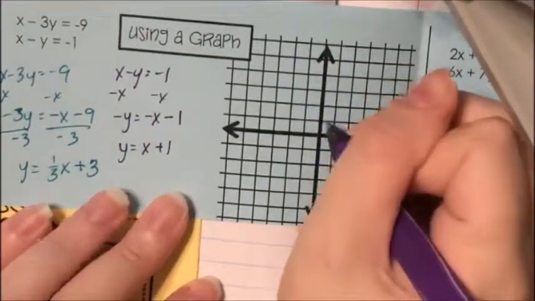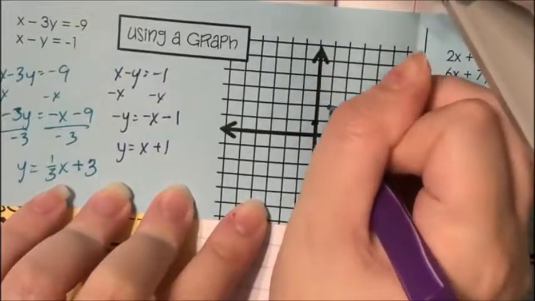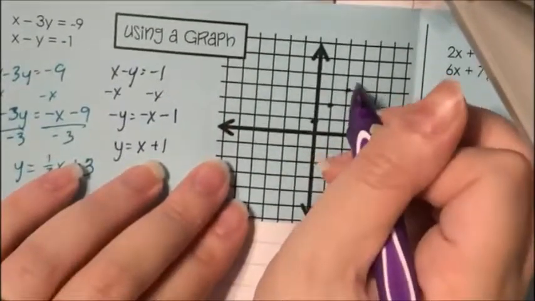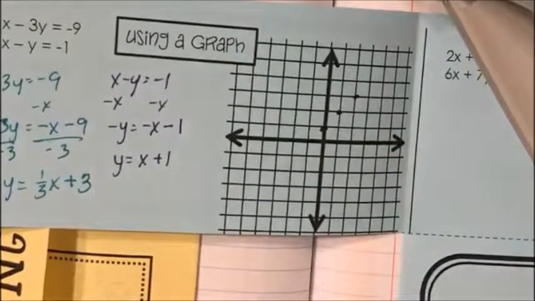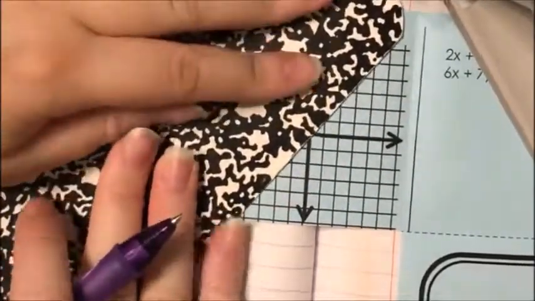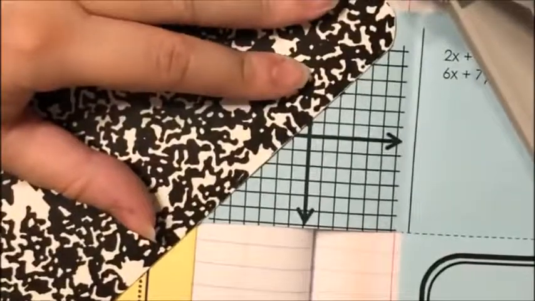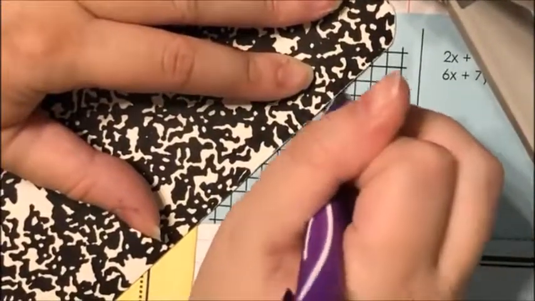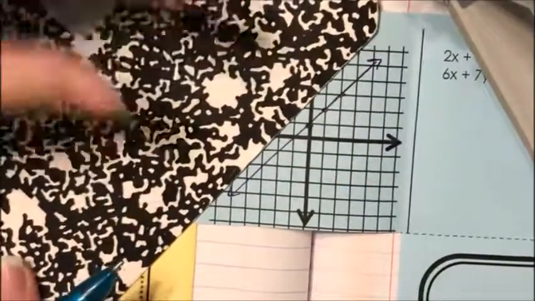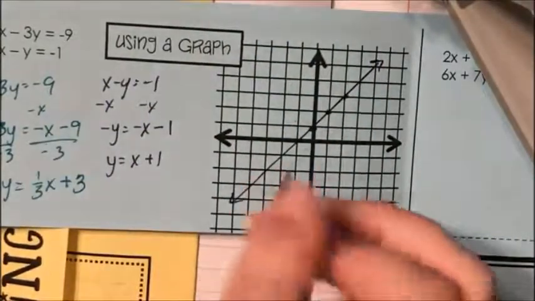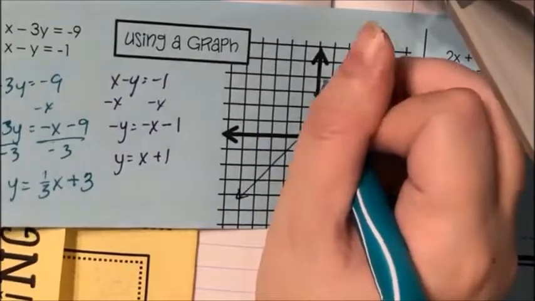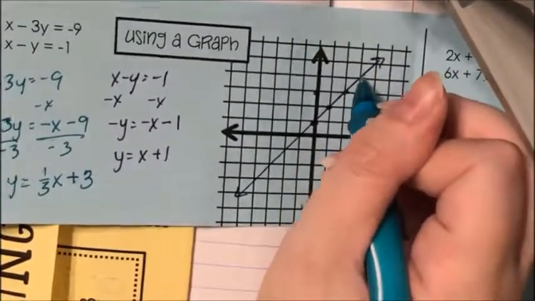So the first one I have is x plus 1. So up 1 over 1, up 1 over 1. Okay, so this has my line. It's always nice to have a straight edge or a ruler handy when you're graphing, because that makes sure you've got nice straight lines, which makes your graph more accurate. And then I have 1/3 x plus 3. 1, 2, 3, up 1 over 3.